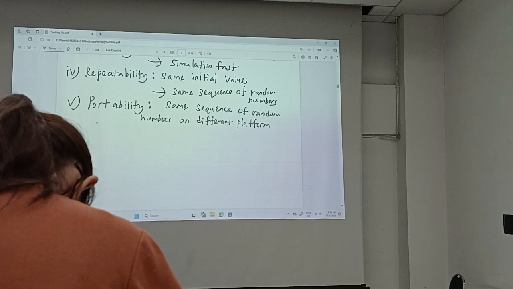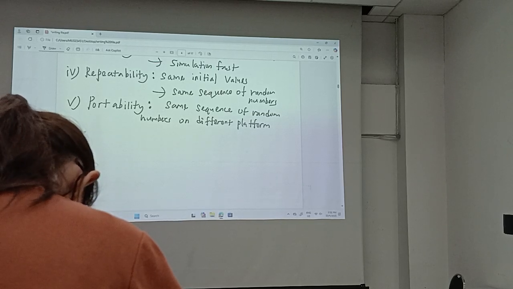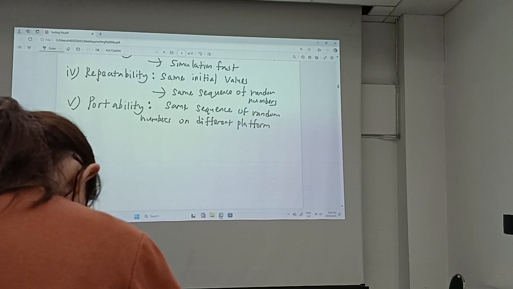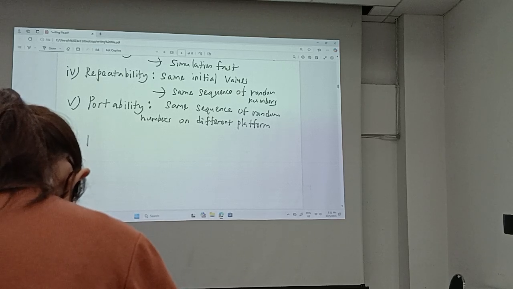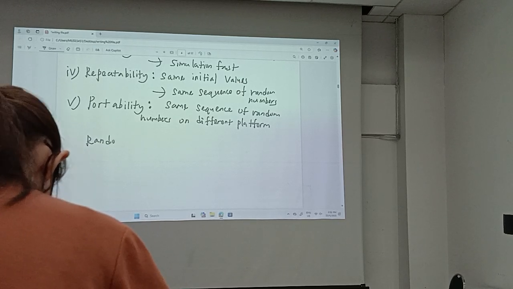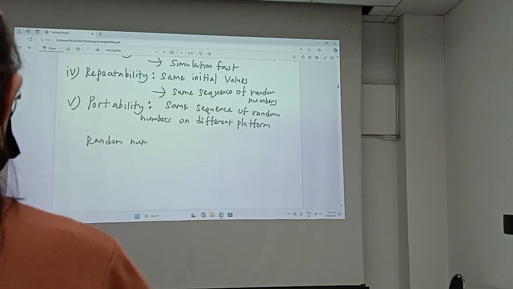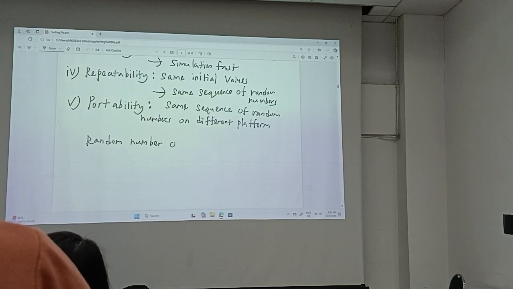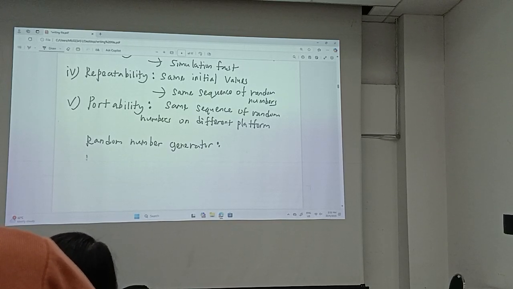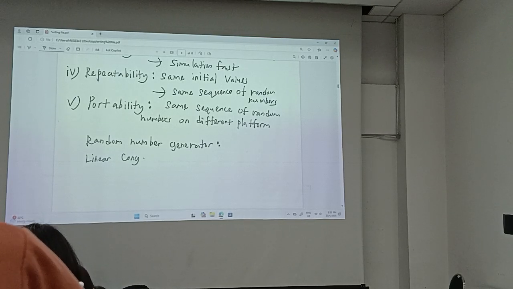Okay, now let's go into the first random number generator. The first one is called the linear congruential generator.